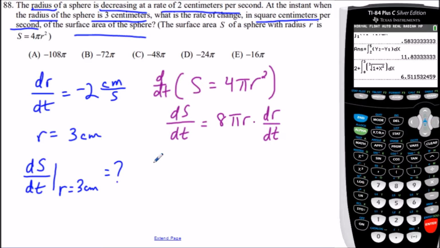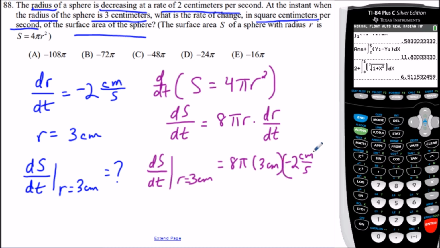So then here, to evaluate this, we have dS/dt at r equals 3 centimeters is equal to 8 pi, and now we have 3 centimeters times dr/dt, which is negative 2 centimeters per second. Once we work all of this out, this is negative 6 times 8, which is negative 48. We have the pi attached, and then centimeters times centimeters per second is centimeters squared per second. So for this one, we're going to be going with choice C, negative 48 pi, and the units are square centimeters per second.